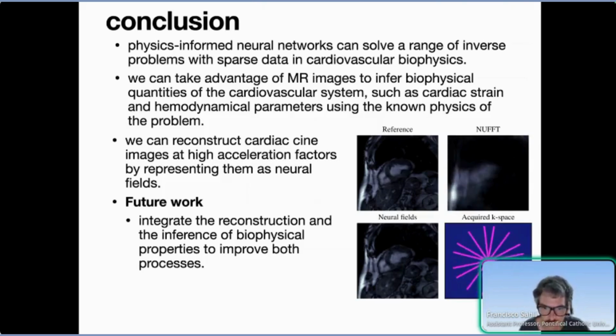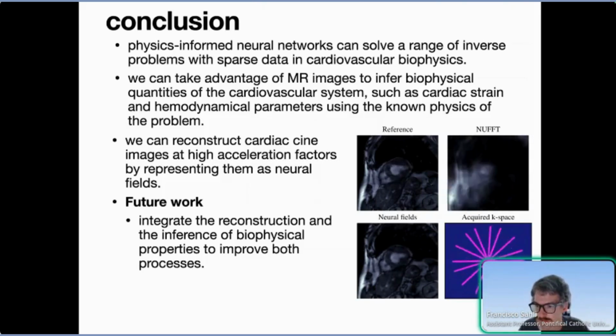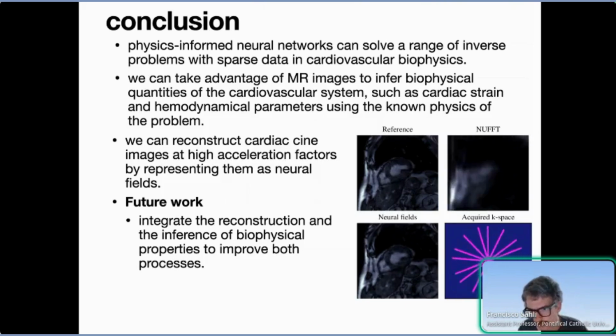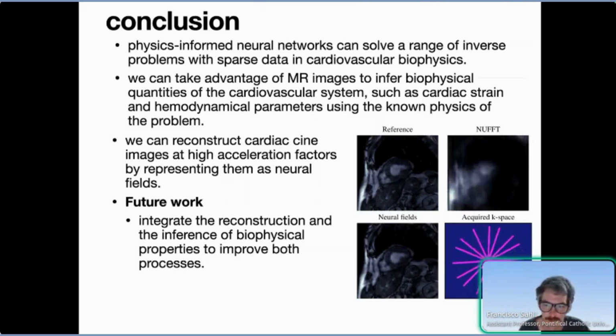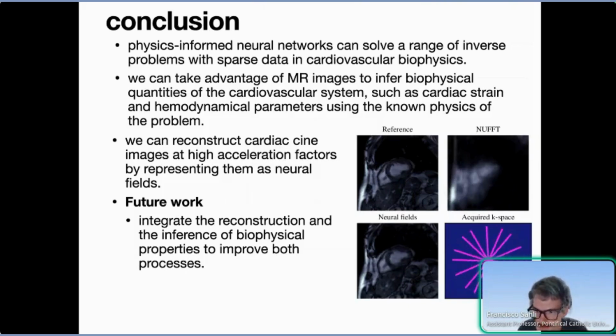Now what we would like to do is to go end to end, so work with the image reconstruction and also the quantification, all in a single pipeline, because now we first reconstruct and then apply the subsequent algorithms, but we believe that there could be some synergies if we put them together.